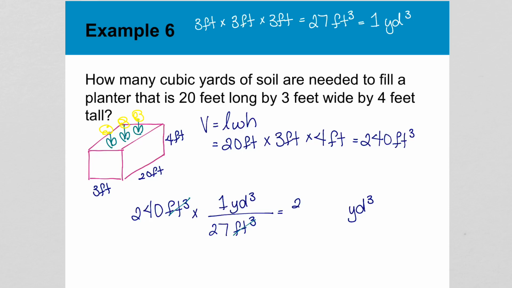And again, in this case, we need to divide. 240 divided by 27 is approximately 8.9. So 8.9 cubic yards of soil.